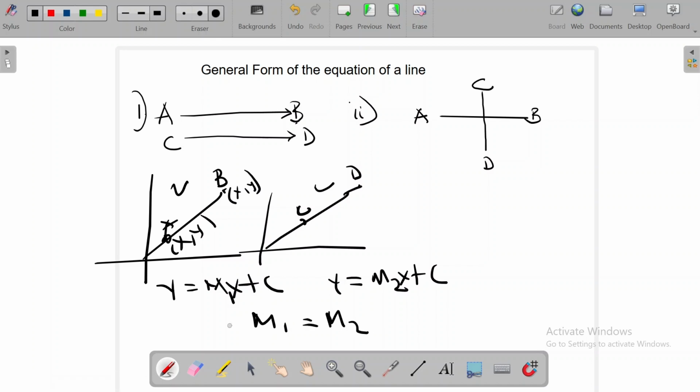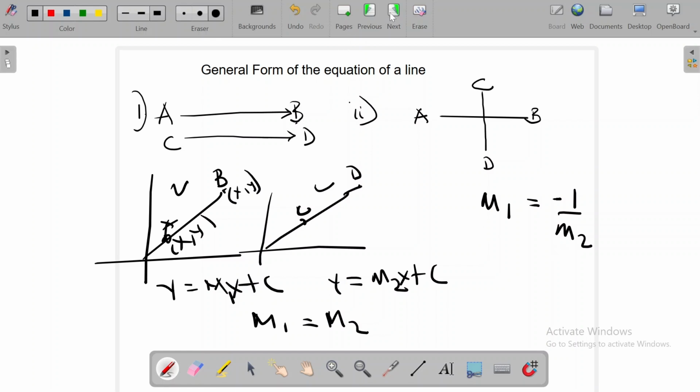But if they are perpendicular, then m1 will be equal to the negative inverse of m2. So what is the takeaway here? If the first line is parallel to the second, then the slope of the first will be equal to the slope of the second. But if they are perpendicular, the slope of the first will be the negative inverse of the slope of the second.